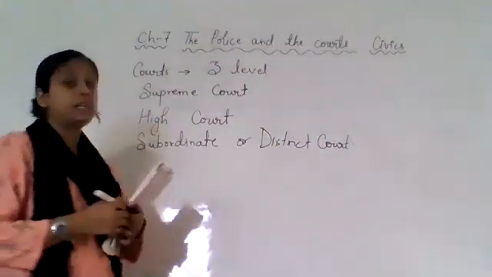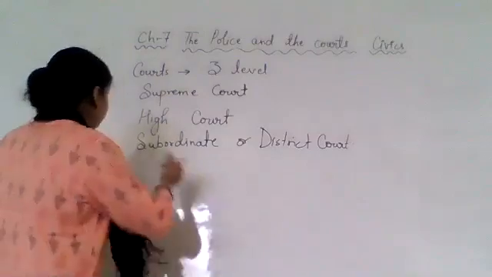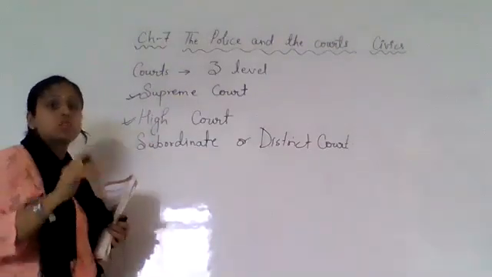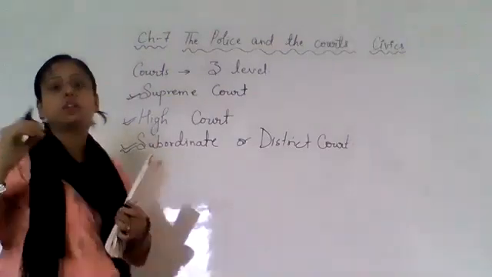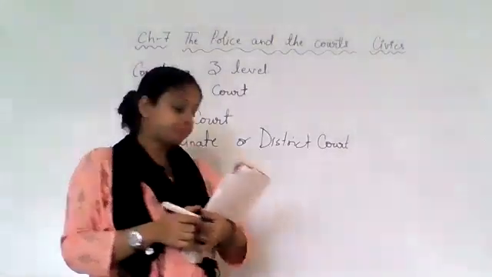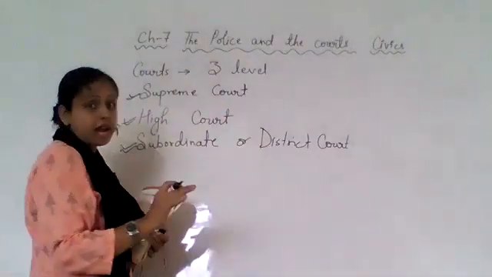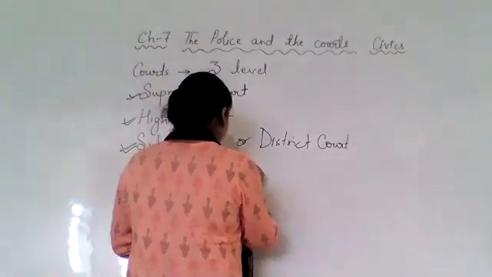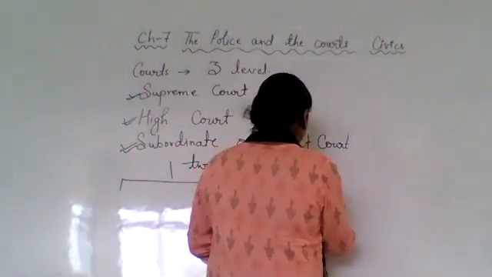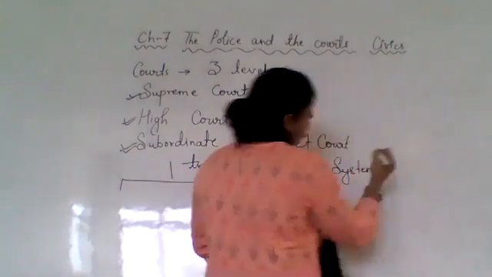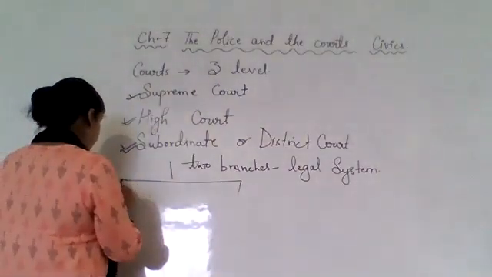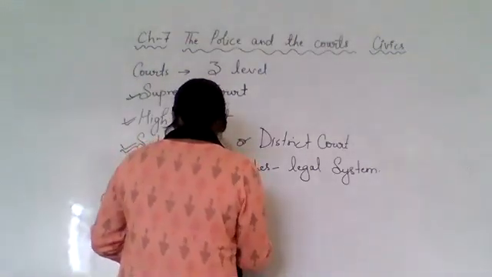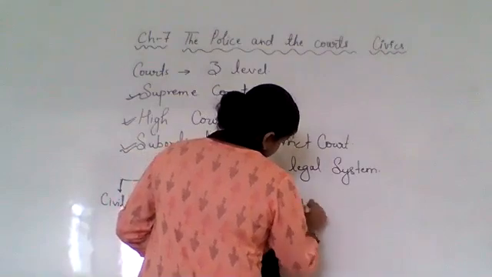So we will discuss that in India we have the courts on three levels. The Supreme Court, which is the highest court, the highest judiciary in India. Then you have the High Court, which is on the state level. Then you have the subordinate courts, the district court, which is on district level. And we also studied that we have two branches of legal system. First is the civil justice, and then we have the criminal justice system.